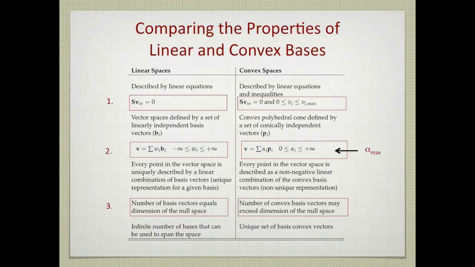And the fourth property that is really, really important says that the basis for a linear space is not unique. You can rotate that basis and you still have a basis for the space. But the basis for the convex space is unique. It may be of higher dimension and there may be more vectors in it than the dimension of the space, but it's unique. That basis becomes a straight property of the equations.